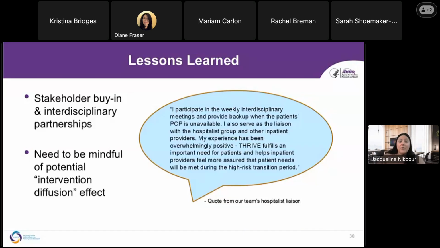coverage. One question that we get asked a lot is, how do you have hospitalists that are willing to provide an extra 30 days of coverage when they're not getting paid after that patient has been discharged and is off their caseload?